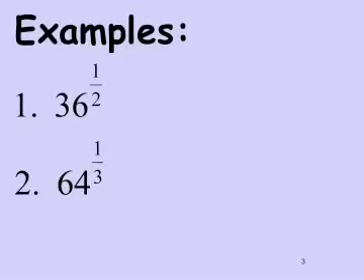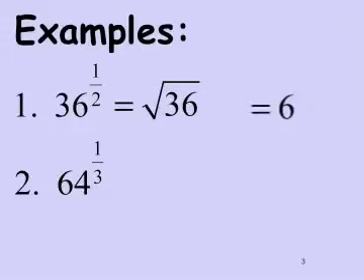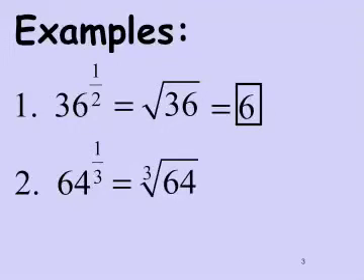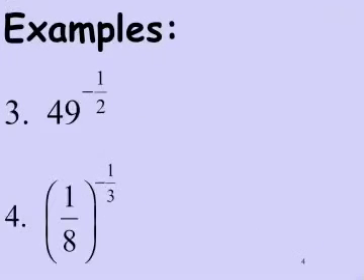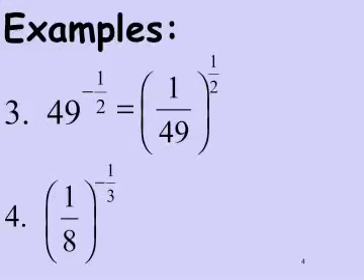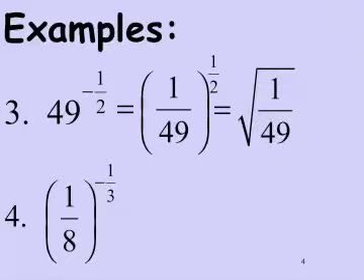So if we look at these two examples, 36 to the 1/2 is the same thing as taking the square root of 36, and 64 to the 1/3 is the same thing as the cube root of 64. Here we have a slight difference. We have 49 to the negative 1/2. Here we need to take care of that negative first by making it 1 over 49, all raised to the 1/2. Then we can take the square root.